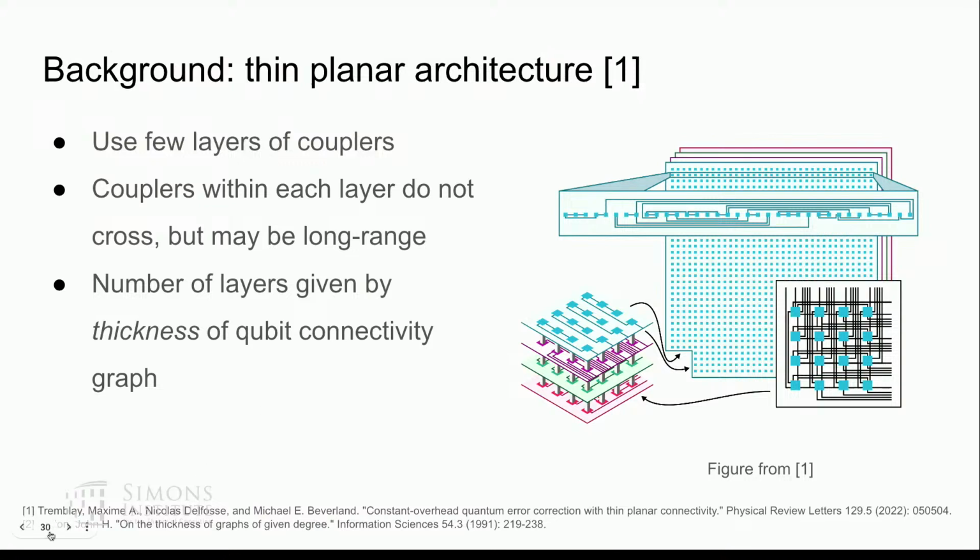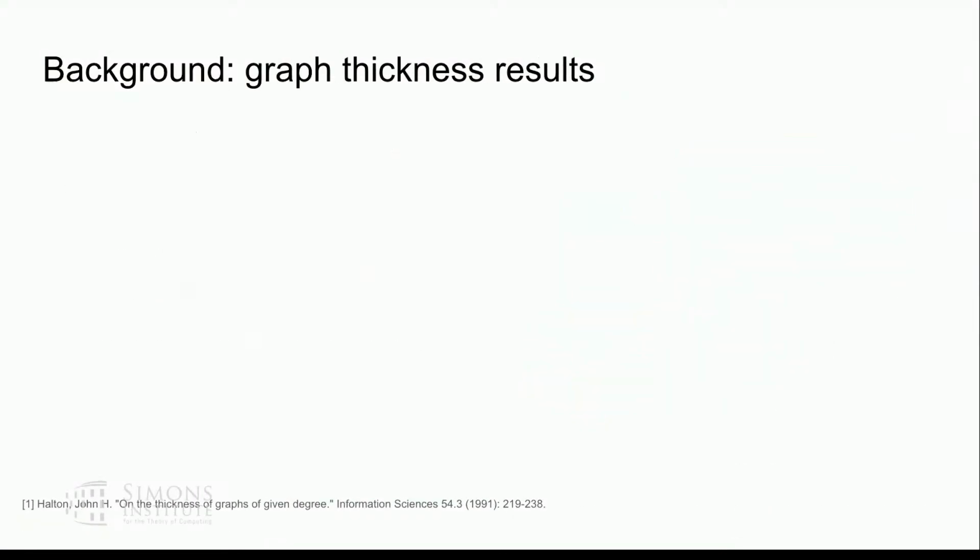And so it's known from these previous results by Tremblay, Delfosse, and Beverland, applying some results from graph theory, that the number of layers is given by the thickness of the qubit connectivity graph, and that's related to the degree of the connectivity graph, which is constant for LDPC codes. So it's known that you can use a small constant number of layers.